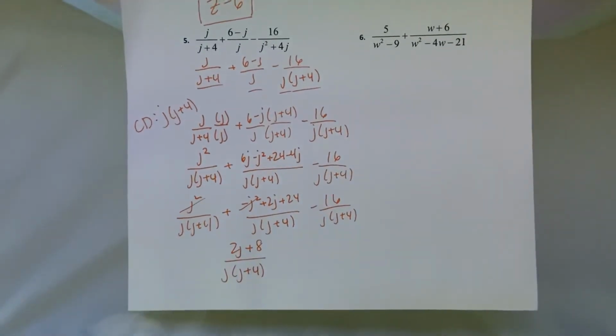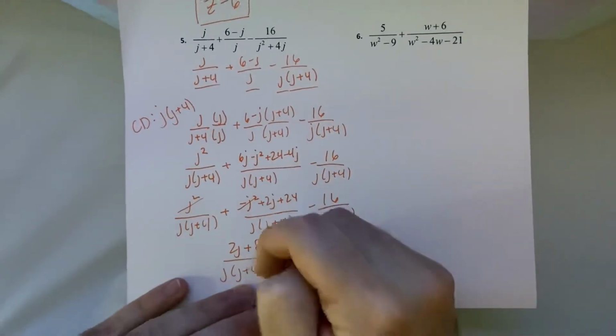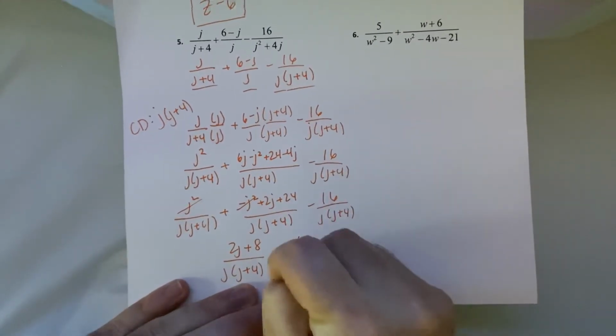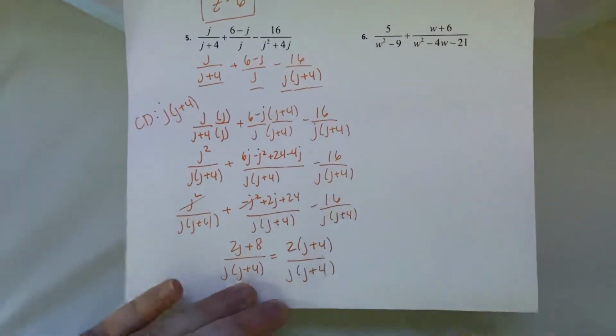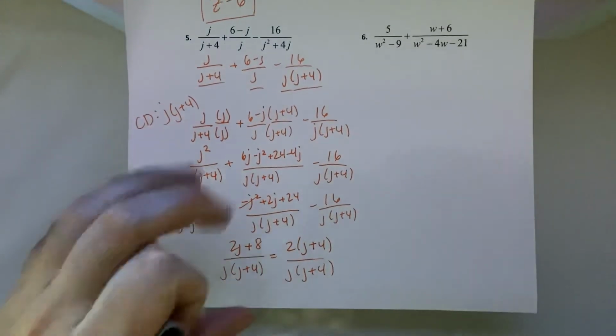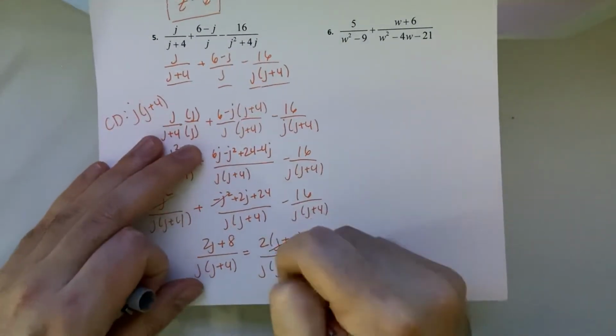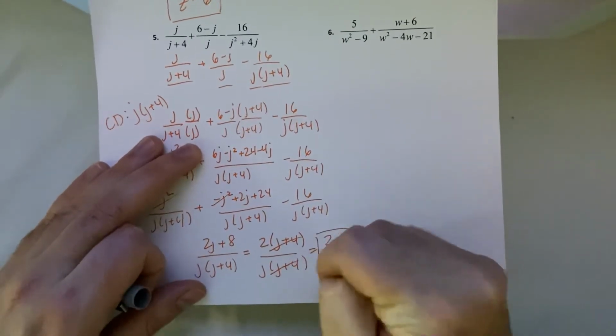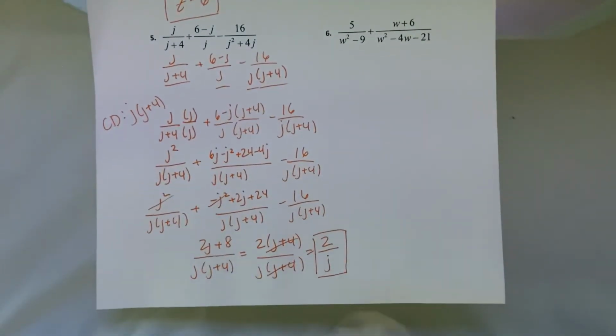Now I can even go a step further than that. These share a 2 that I can factor out. This is 2 times j plus 4 over j times j plus 4. And here, the j plus 4's will cancel or reduce to 1, and I'm left finally with 2 over j. So it simplified a lot after we performed our operations. So just keep that in mind. It is possible for that to happen.